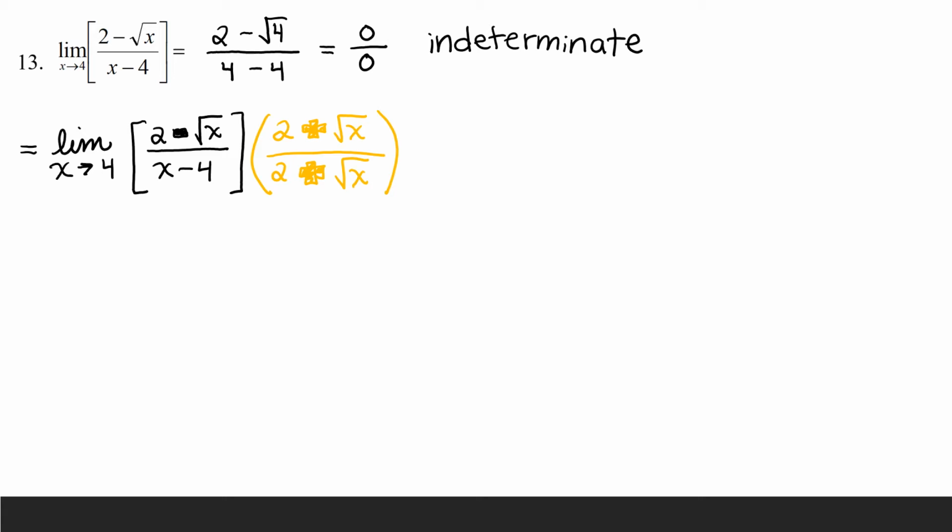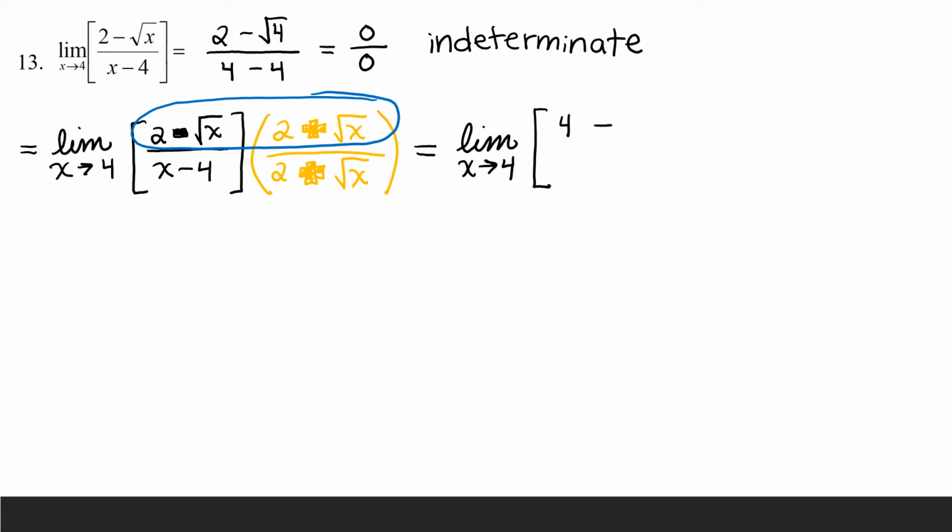And now, every time you multiply by the conjugate, you're creating a difference of squares. So we will use that to help us simplify and expand the numerator. So we have the limit as x approaches 4 of 2 squared, which is 4, minus the square root of x squared, which is x, all over this x minus 4, times, don't forget, your 2 plus the square root of x in the denominator.